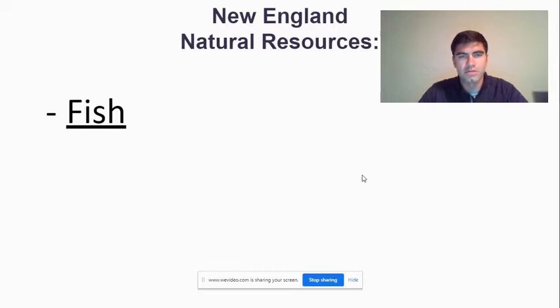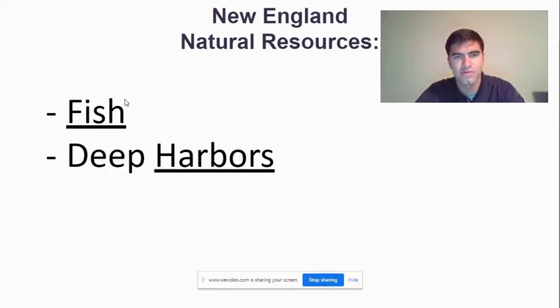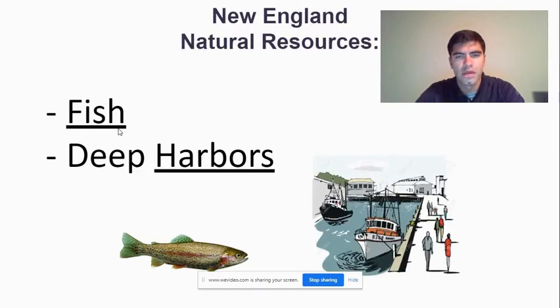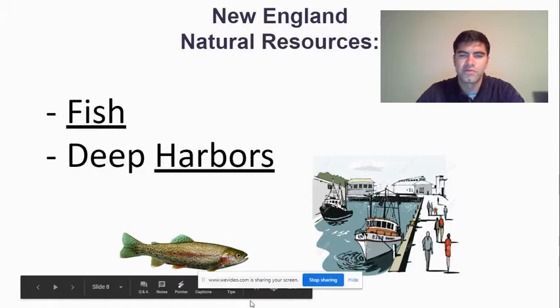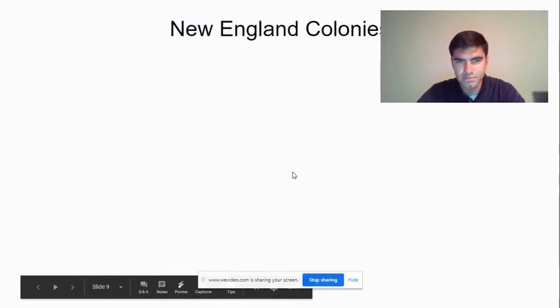Let's now talk about the natural resources that the New England region has. So they're going to have a lot of fish in their deep harbors. So they're going to be big into the fishing industry as a result. And the New England area has been known for their seafood since the time of British colonization in the 1700s.